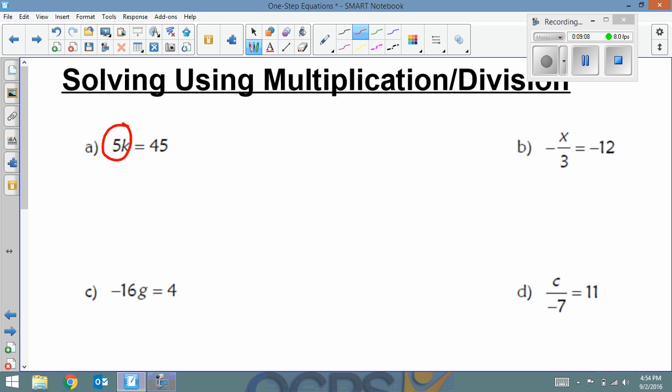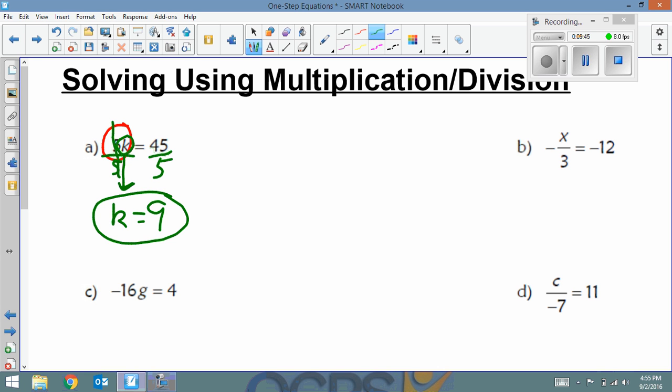Okay, so you got to ask yourself, well, what is the opposite of multiplication? Well, the opposite of multiplication is division. So what we're going to do is we're going to divide by 5 to both numbers. Okay, well, when I do that, those 5s go away, leaving me with just my k. So my k is going to come down. And then you just do what it says on the right-hand side. So it's 45 divided by 5, which is 9. So k is equal to 9.